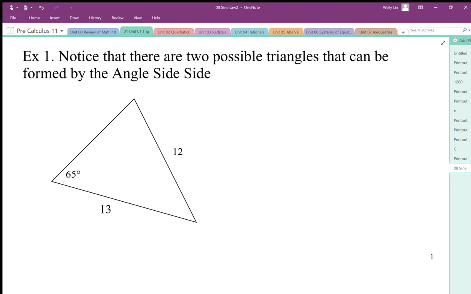We're going to look at a situation where two possible triangles can be made. It's a situation when we have something called angle side-side. First of all, we need to recognize when we have an angle side-side situation. So what is angle side-side?